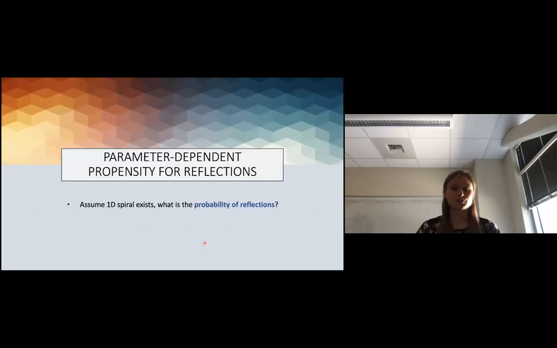So the second question we want to ask is: if we assume the 1D spiral exists, so we are assuming we can't change the location of that heteroclinic bifurcation point, what is the probability that we actually get reflections? Can we control that probability somehow?